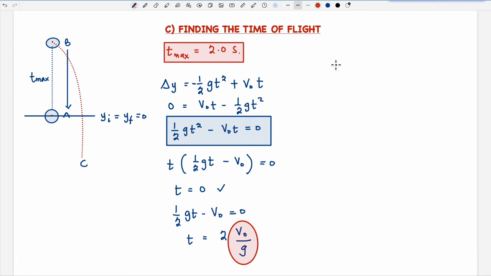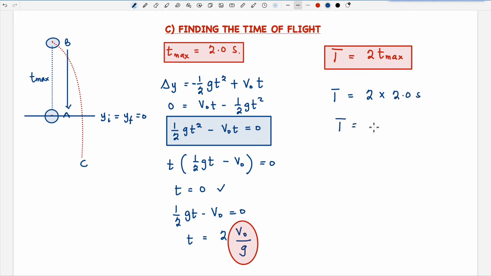So immediately, if you can identify that this is a very symmetric problem, you can apply that without having to go through this quadratic equation. The time of flight would then be 2 times the time taken to reach the maximum height. Awesome. So here we have the time of flight, the time for the entire journey of this thrown object, which is going to be 2 times the time it took to get to the maximum height, which is 2.0 seconds. Therefore, the time is equal to 4.0 seconds.